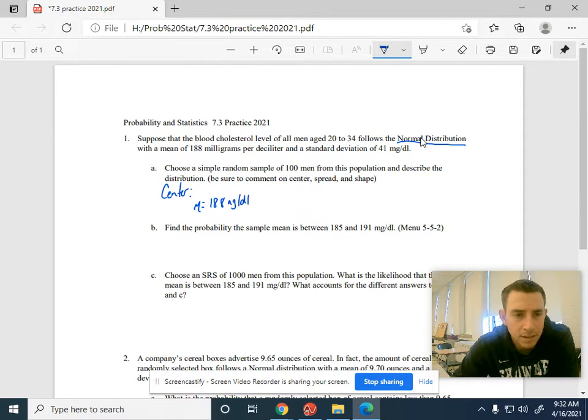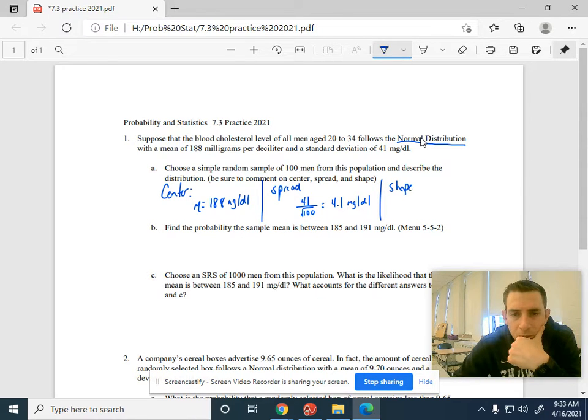milligrams per deciliter. The spread, we have to do a little work. It's going to be the standard deviation that's given, which is 41, divided by the square root of our sample size. So the square root of 100 is 10. 41 divided by 10 would be 4.1, again, milligrams per deciliter. That formula I'll give to you. You don't have to memorize it.